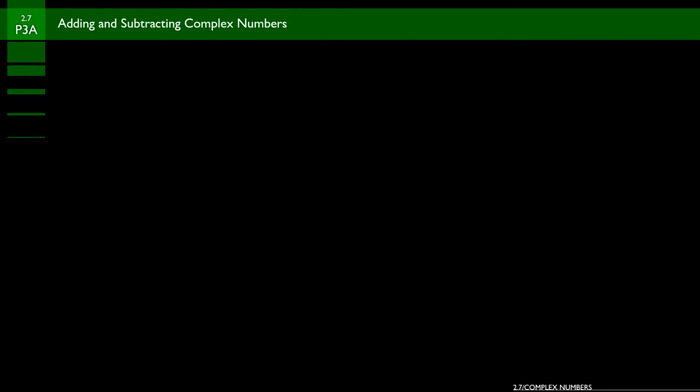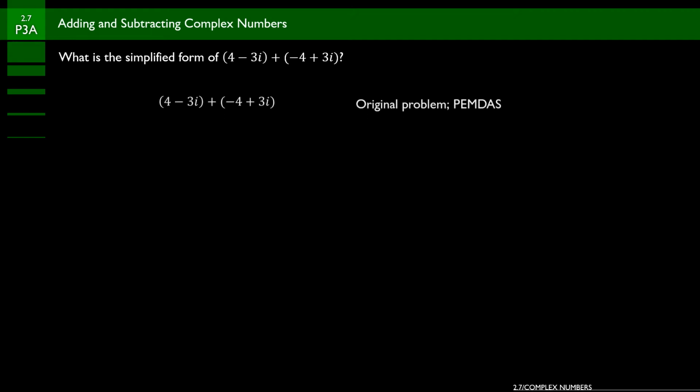In problem number 3a, we're going to treat our complex number expression in the exact same way that we would treat any other variable expression. So we look at 4 minus 3i plus negative 4 plus 3i. And both of the complex number expressions are located within parentheses. So what we're going to do is see if there's anything we can do inside the parentheses to simplify them. And there's nothing we can do.